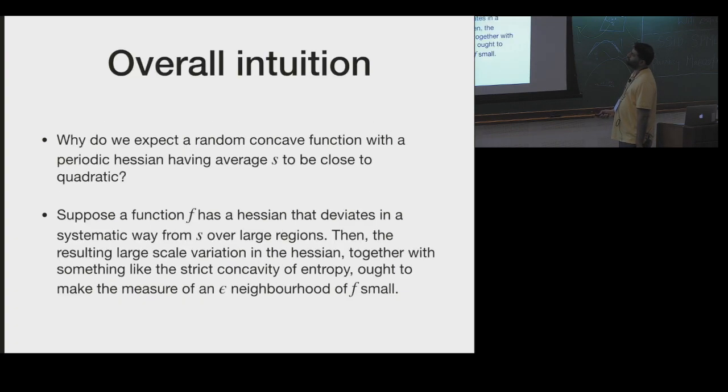And so the overall intuition is, why do we expect a random concave function of the periodic Hessian to be close to quadratic? So suppose the function has a Hessian that deviates in a systematic way from S over large regions, then the resulting large-scale variation in the Hessian, together with something like the strict concavity of entropy. Again, this would be of interest to prove rigorously, but we don't have a proof that the entropy is strictly concave. We therefore had to use all these anisotropic surface areas, some sort of surrogate for this. And this ought to make the measure of an epsilon neighborhood of F small.